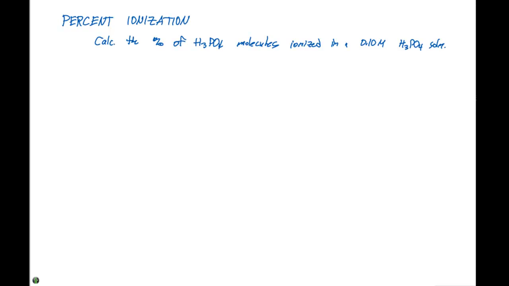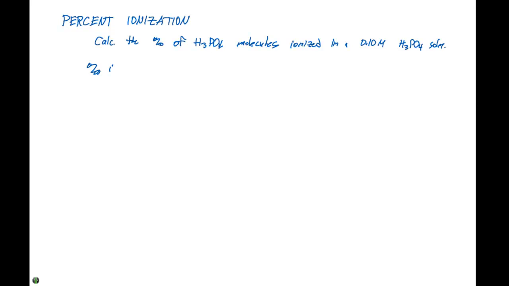This video is going to cover percent ionization, and I'm going to use an example problem to introduce this topic. Calculate the percent of H3PO4 molecules ionized in a 0.10 molar H3PO4 solution. So we need to take the concentration of ionized molecules divided by the original concentration and multiply that by 100%.